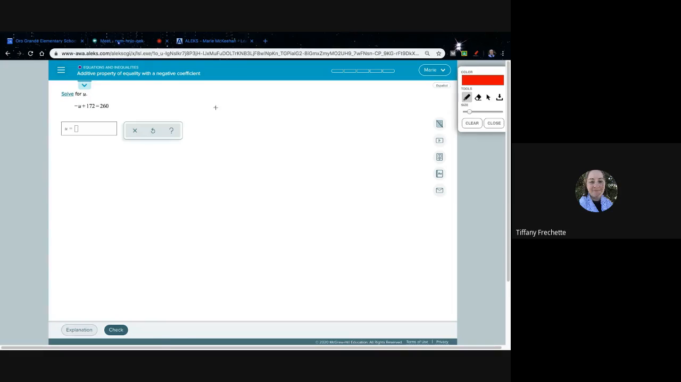All right, let's go ahead and clear this and get started. All right, so we have negative U plus 172 equals 260. And each one of them, it tells us that they're a negative coefficient. So we're going to have to deal with that negative variable each time, because that's part of the title here. All right, so we want to start getting this U by itself. So we're going to undo what's being done to it by subtracting 172, because we're adding 172, so I want to subtract it. So again, remember, I did it to the left side of the equation. I have to do it to the right side.